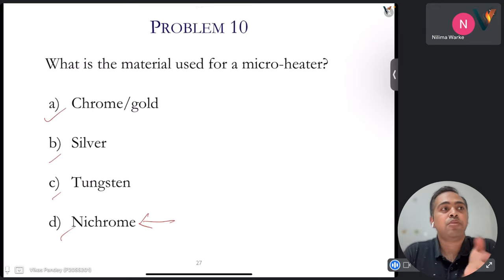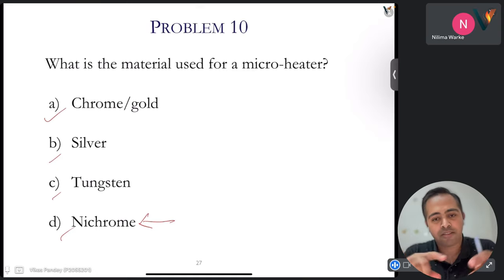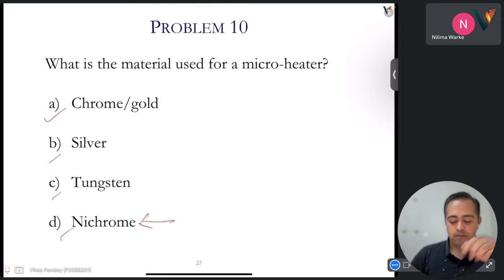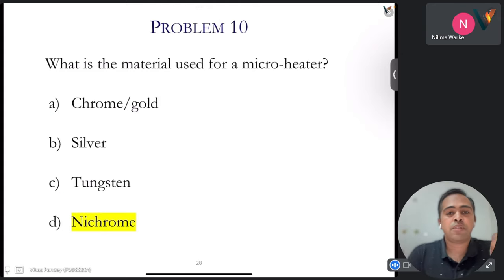This heater was used in our homes earlier, the electric heaters, though nowadays they are not that common. They had a coil-based heating system, and that coil was also made using nichrome. So nichrome is the one that is used to make micro heaters.